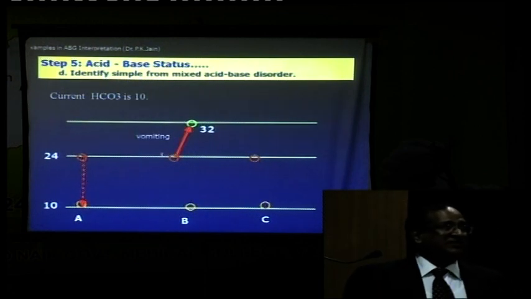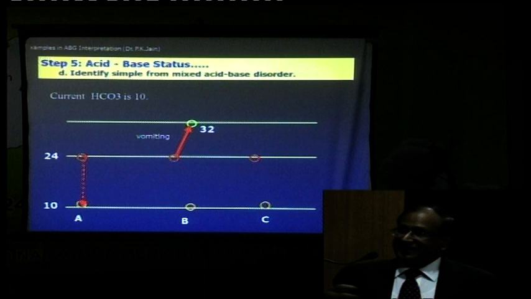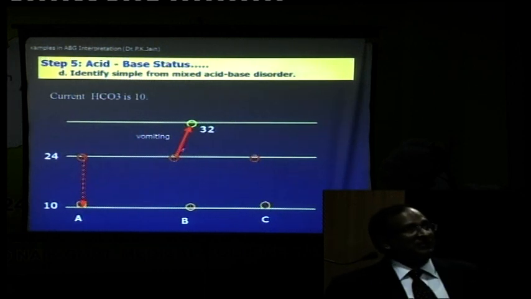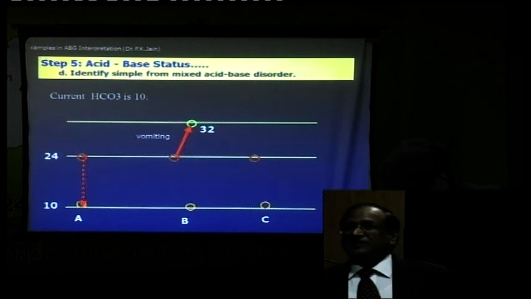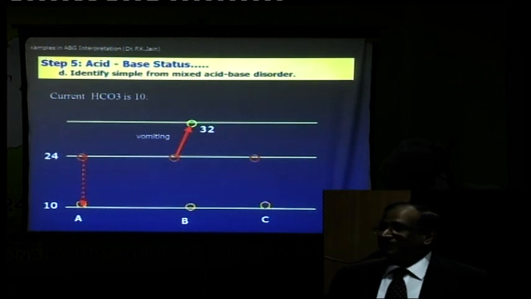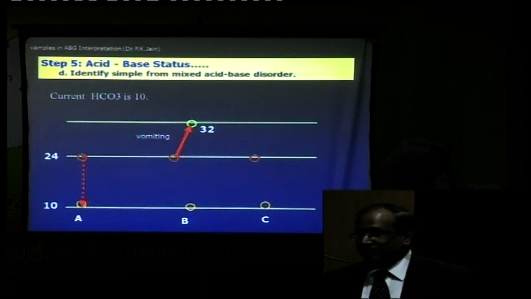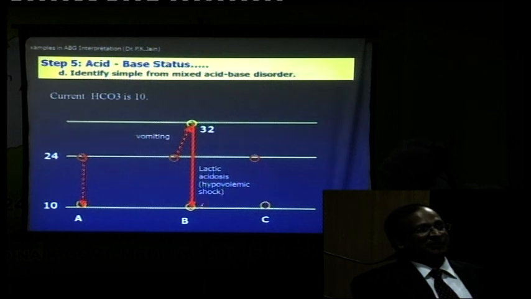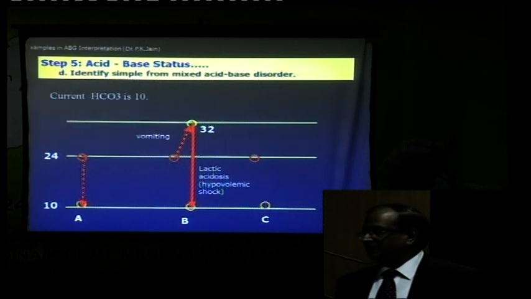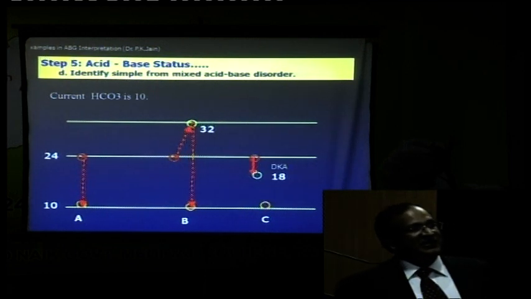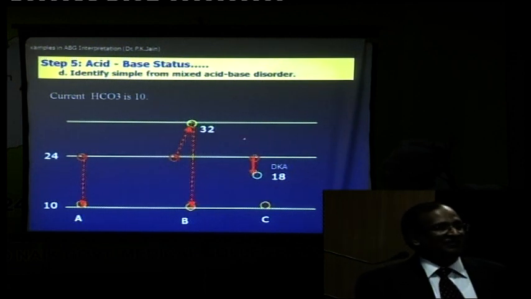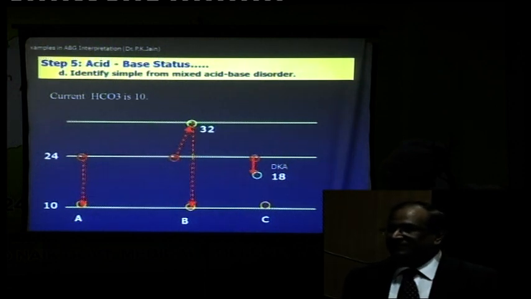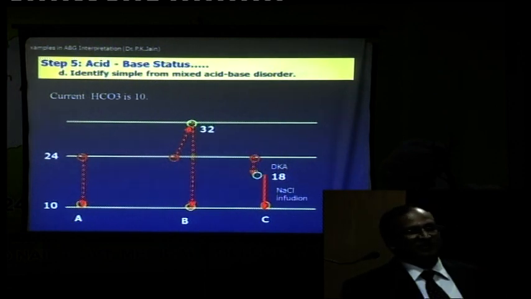This patient actually started with normal, vomited, so vomiting causes metabolic alkalosis. So bicarbonate actually went up to 32. Vomited, becoming hypovolemic shock. Okay, BP fell. And then lactic acidosis developed, hypovolemic shock, came down to 10. Also possible. Third possibility is he developed a disease like DKA which brought it to 18. We treated it with lot of saline, so hyperchloremia caused normal anion gap also, it came down to 10.